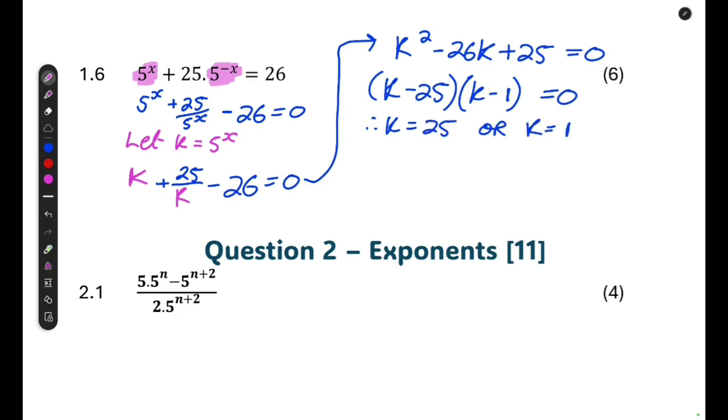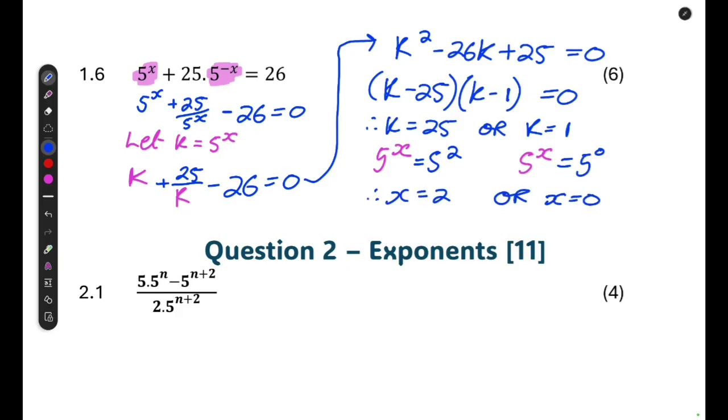The question was not to solve for k, so I need to replace the k's with 5 to the power x again. Okay, both of them. And then this is 5 squared. And remember, 1 can be written as anything to the power 0. I want this to be a 5, so my bases are the same. And that's why I'm writing 5 to the power 0. Final answer, x equals 2, or then x equals 0.